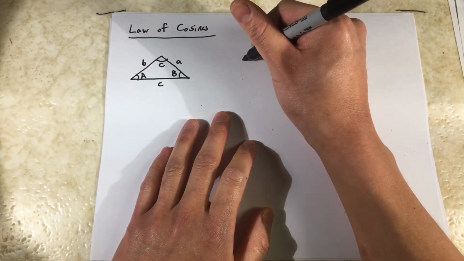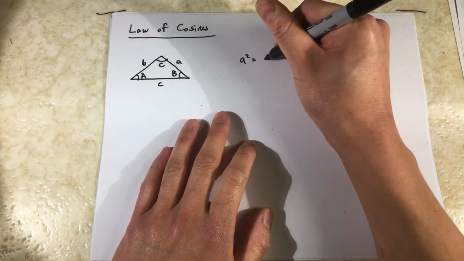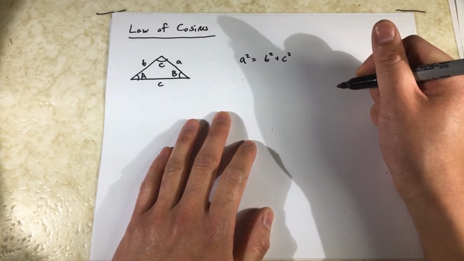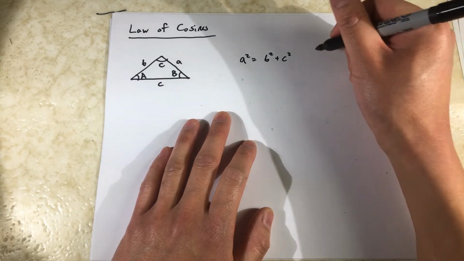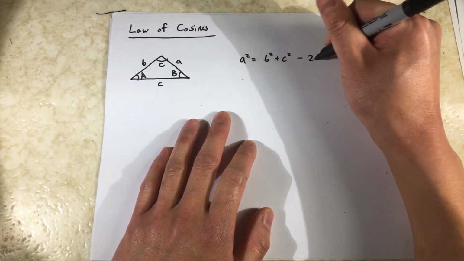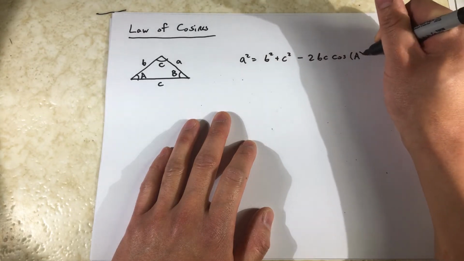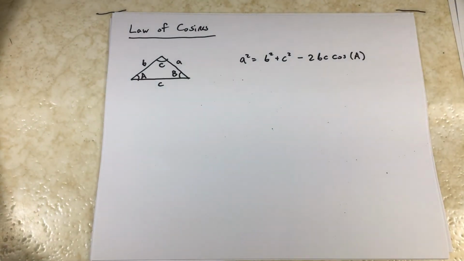It's longer. It's A squared equals B squared plus C squared. And you might be thinking at this point, oh, that's a Pythagorean theorem. Well, it's a Pythagorean theorem with some extra stuff. So it's minus 2BC cosine of A. Okay, so that is the law of cosines. It's more complicated. Oblique triangles in general are more complicated than right triangles.